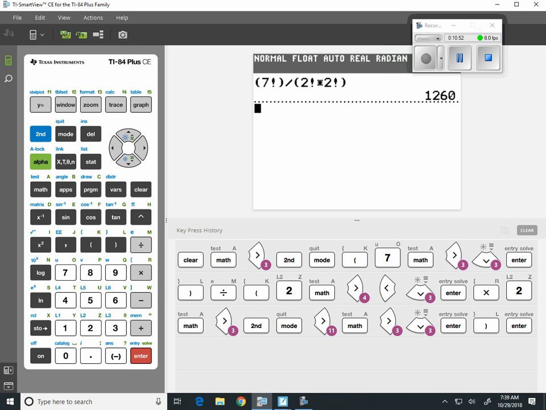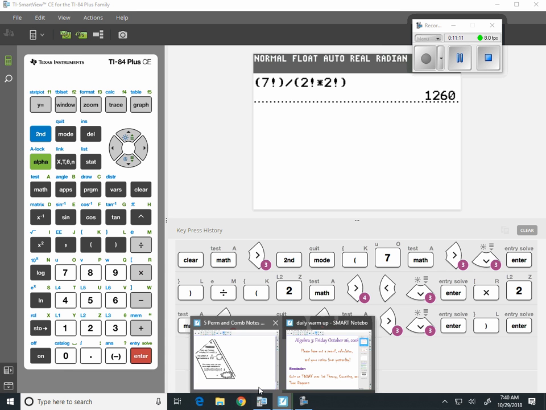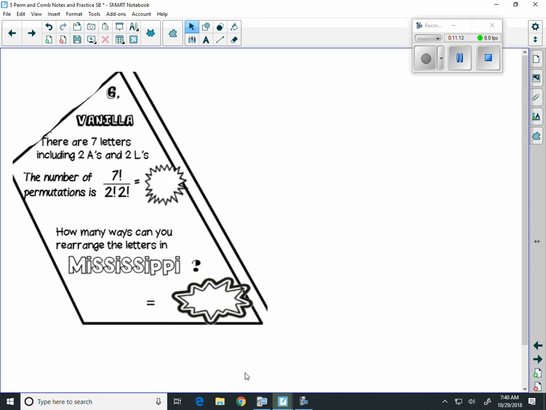Anybody having an issue getting 1260? So that makes it a lot faster than doing 7 times 6 times 5, all that in your calculator. Any questions for me before we move on? Okay, so I'm going to go back. So there were 1260 for that one.